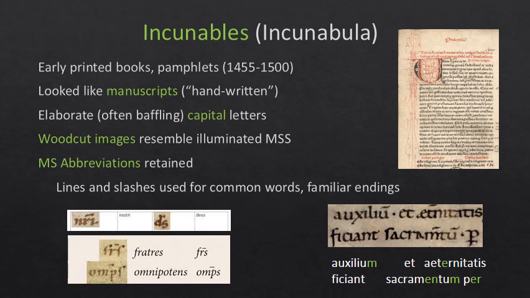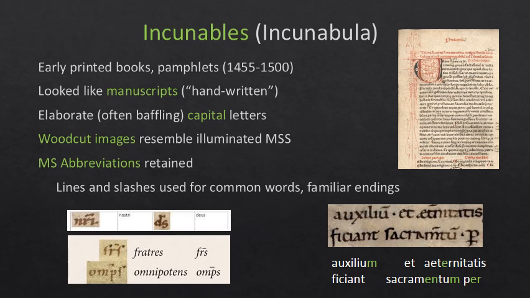FRS is fratres, brothers. Omnipotens, hey, that takes a lot of vellum to write that, is OM with a line, P, and then that's an S. And the line basically says, you know what these letters are. I don't have to write them. Fill in the stuff you know goes here.